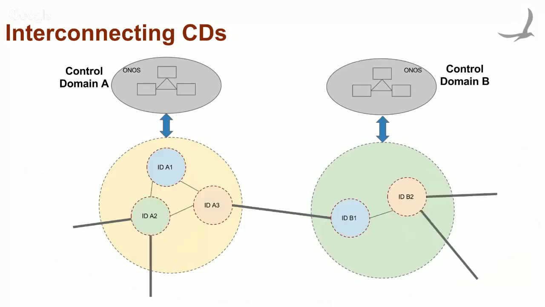So if you draw the picture slightly differently by hiding some of the details, what you have is each control domain is internally made up of multiple intent domains. So connectivity within the control domain is essentially delegated to those individual intent domains. And a picture that emerges is a picture that is more hierarchical in nature, right?